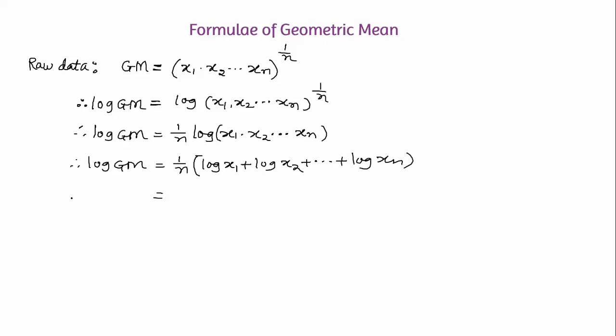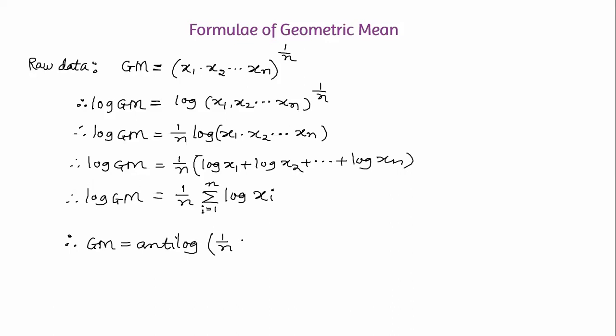So this is equal to, again, 1 upon n summation of log of xi, i running from 1 to n, and therefore geometric mean is equal to antilog of 1 upon n summation i from 1 to n log of xi.